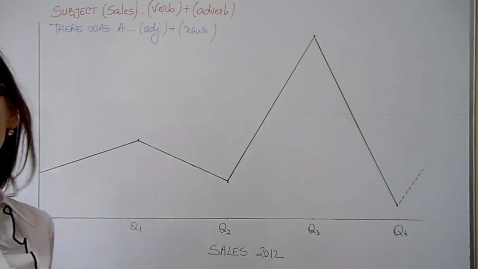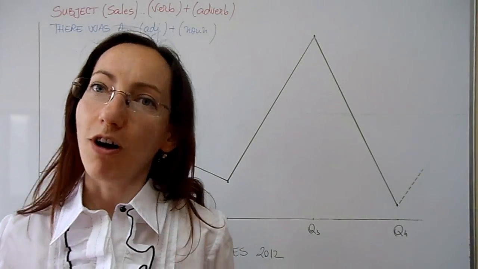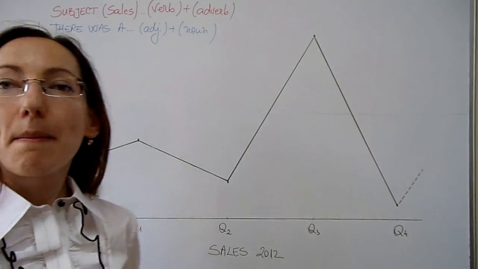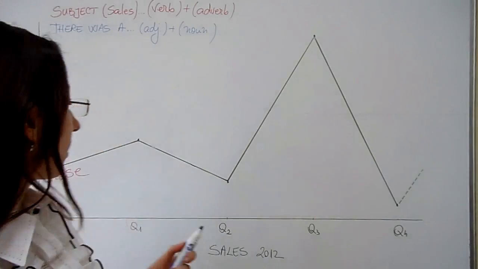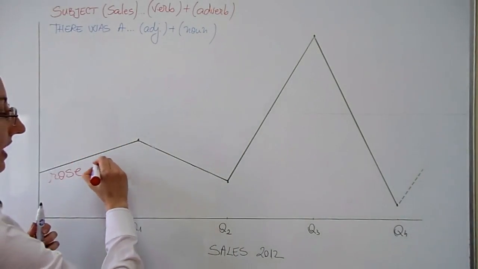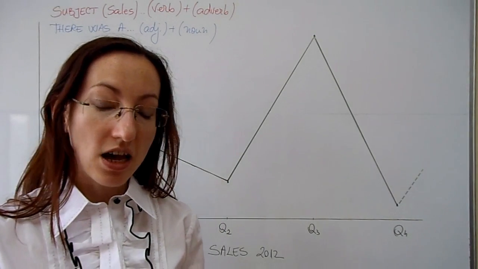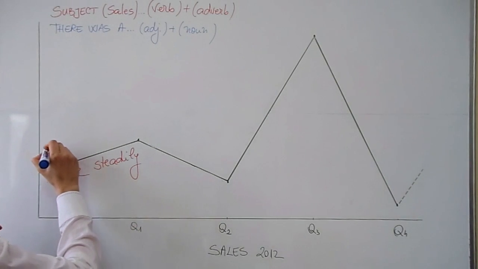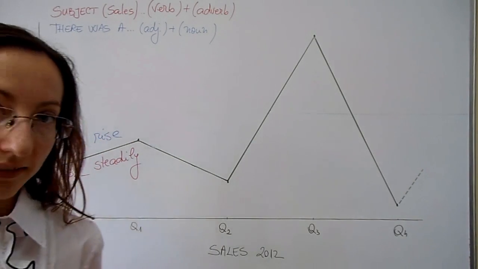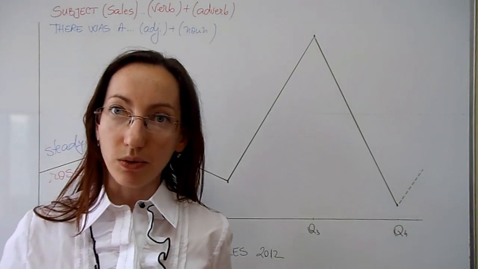If we take a look at this first quarter, we can see that sales went up. Instead, we can use the verb rise. So we can say that sales rose. But rose is not enough. In order to give your presentation more precision, we need to add an adverb, like, for example, steadily. So, sales rose steadily. Alternatively, you can say that there was a steady rise in the sales.